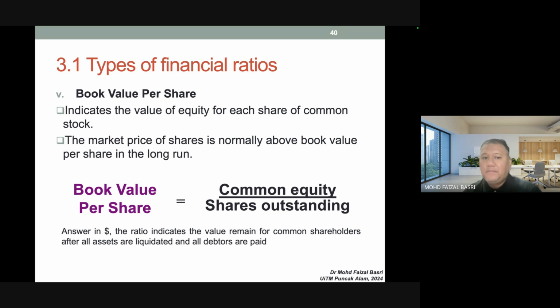Okay, so the ratio indicates the value remaining for common stockholders after all assets are liquidated and all debtors are paid. Okay, so the market price usually will be above the book value lah in the long run. So kita nak compare lah the book value. Book value ni, perkataan book tu sebenarnya this is the accounting term untuk menunjukkan accounting value of your share sekarang as comparison dengan the market price ataupun market value in the market lah. Okay, so that's why dia kata kat sini market price selalunya akan lagi tinggi daripada book value in the long run.